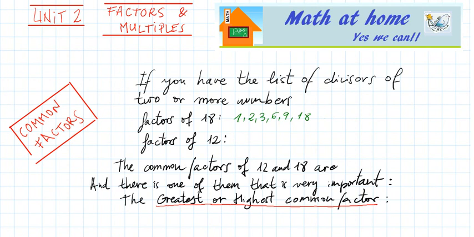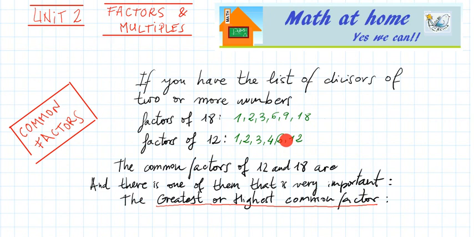Factors of 12. We have 1, 12 for sure. We have 2, 6, of course, because 6 times 2 is 12, 3, and 4. So here we have all the factors of 12, too. So now we have the list of factors of two numbers, okay?